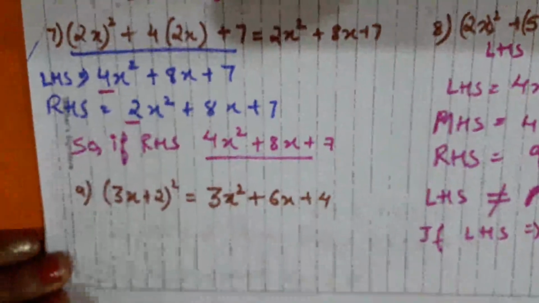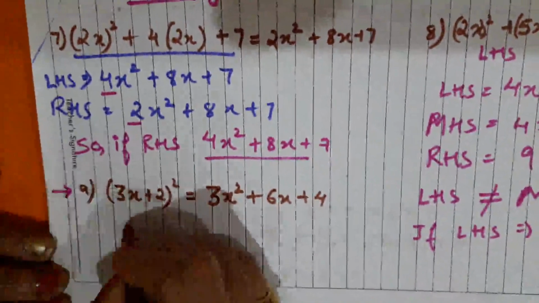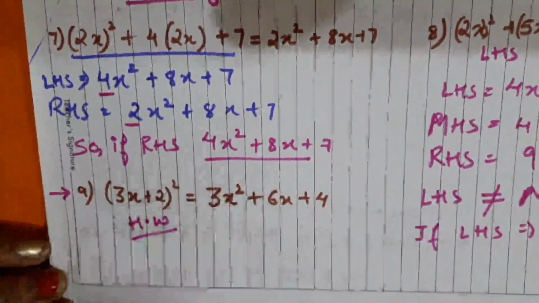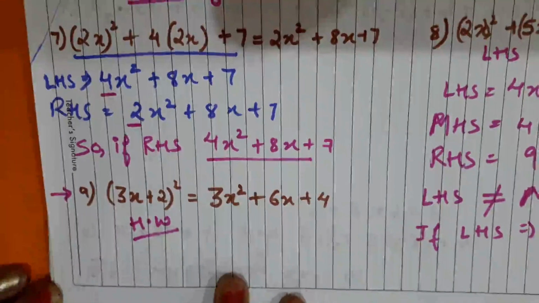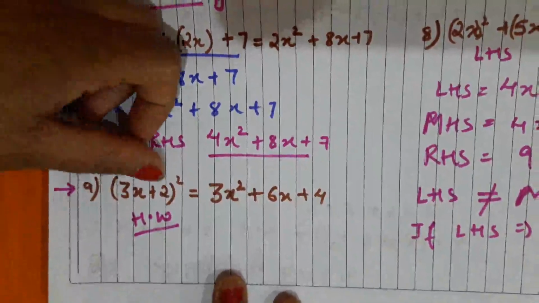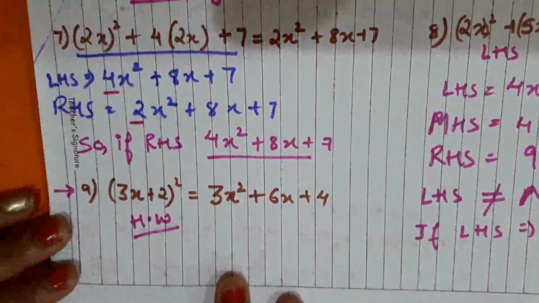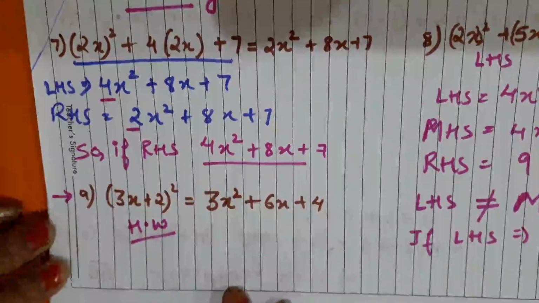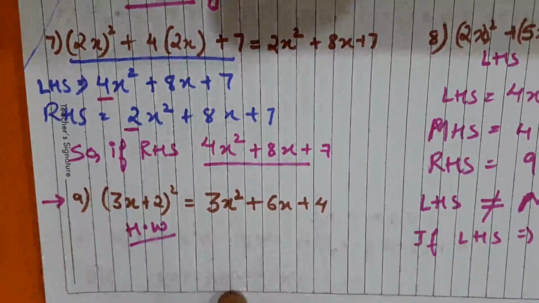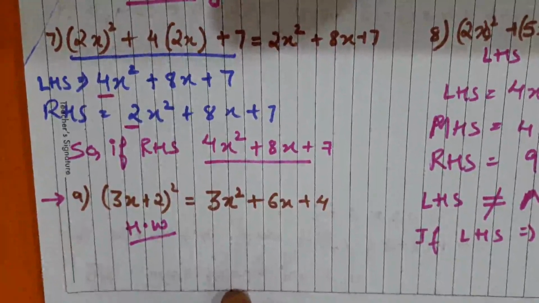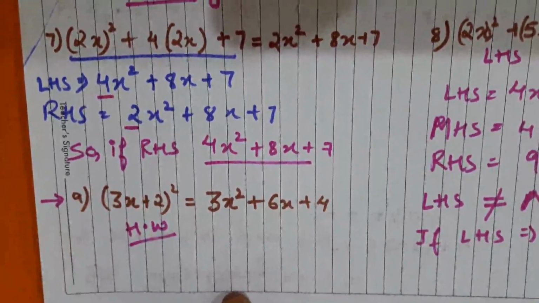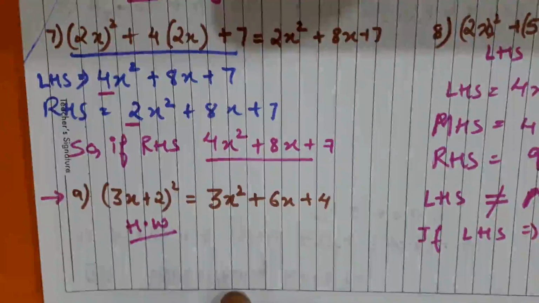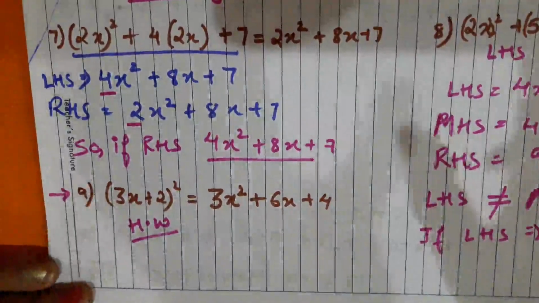Now let's move to the next part, the 9th part. Children, I am giving you this as homework. What you need to do: see 3x plus 2. This is (a plus b) whole square. Open this formula and try to find out whether the left-hand side is equal to the rightmost side or not. If it is not, decide what changes we require to make it equal.